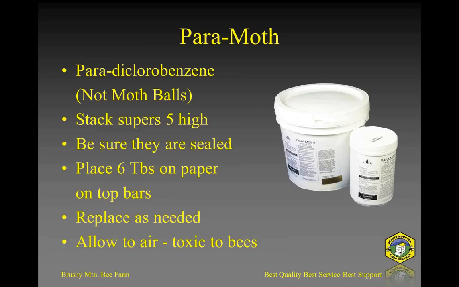So you can stack your supers 5 high, be sure they're sealed, and you place about 6 tablespoons on some paper on the top bars. And then as those crystals evaporate, you can replace as needed. And then once you're ready to use that equipment, you need to air it out a little bit. Okay? You need to let the paradichlorobenzene vent from the hive, because if it's a heavy enough odor, they will abscond from the equipment.